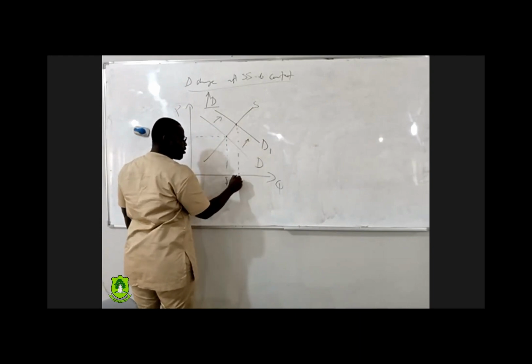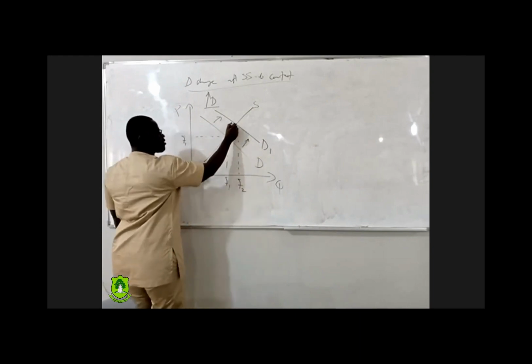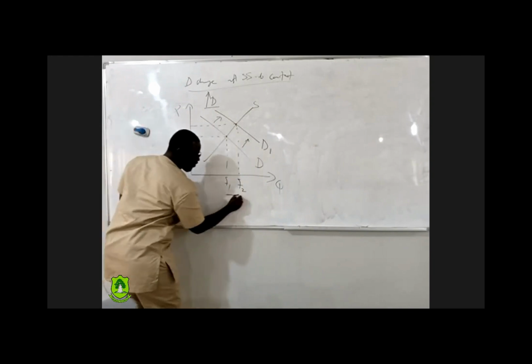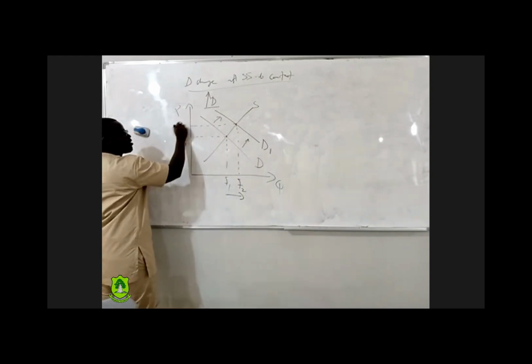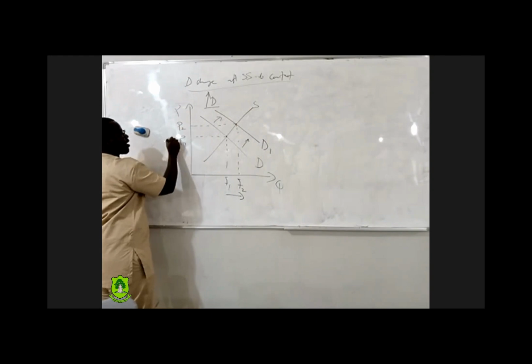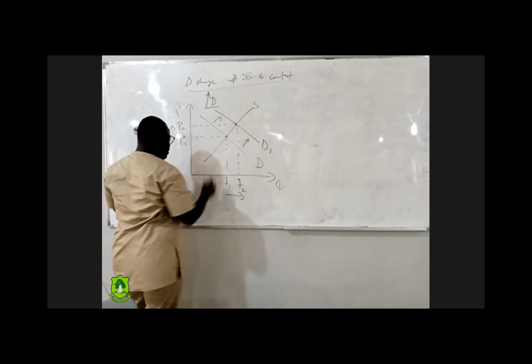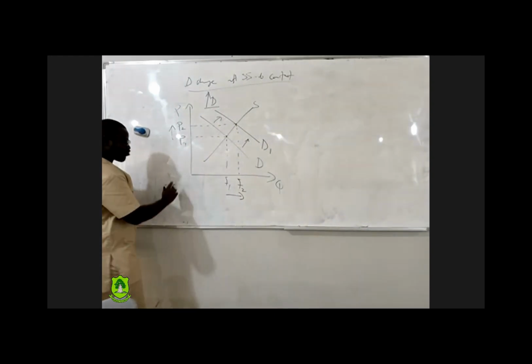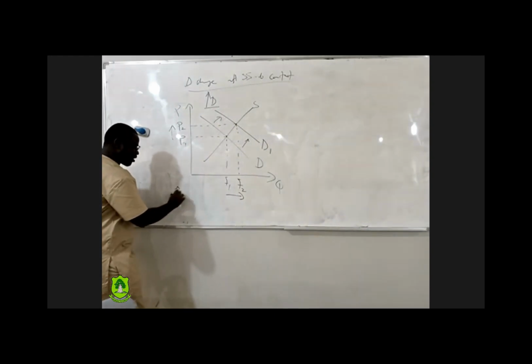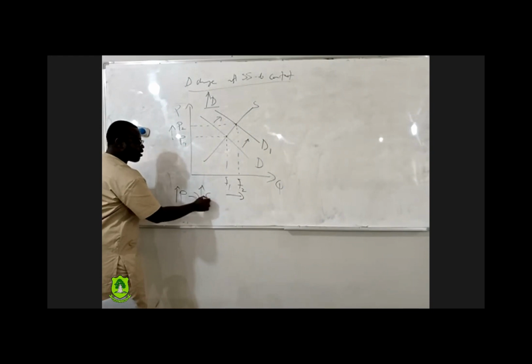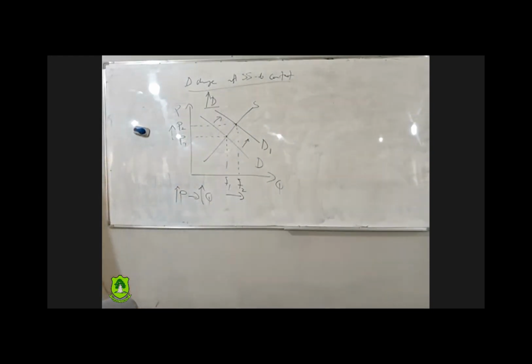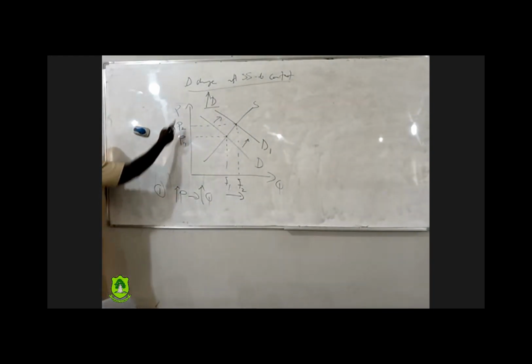So what will be the effect on the market? We have an increase in quantity and an increase in price. So in a situation where supply is fixed and there are changes in demand, please note, the effect will be an increase in price and an increase in quantity. That is one side for this one.